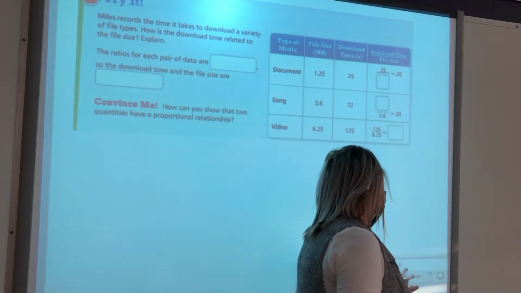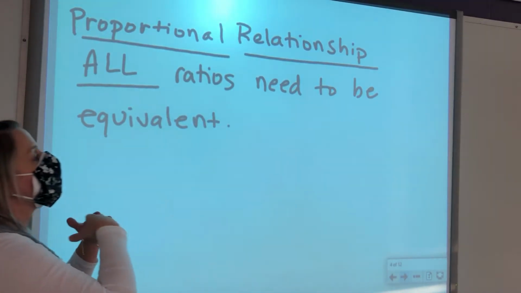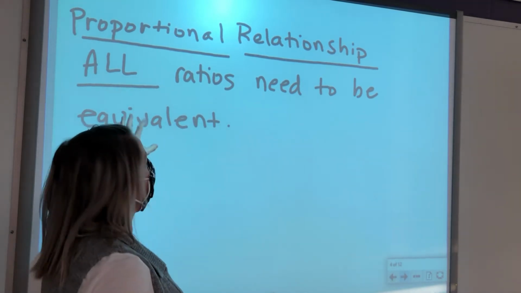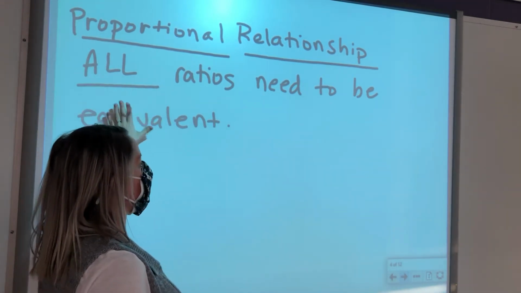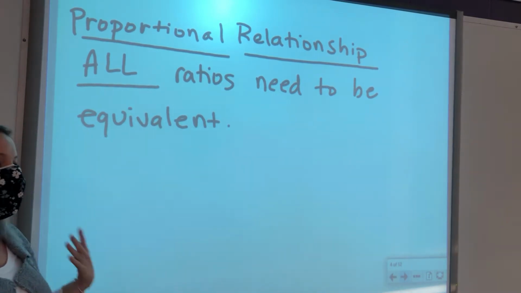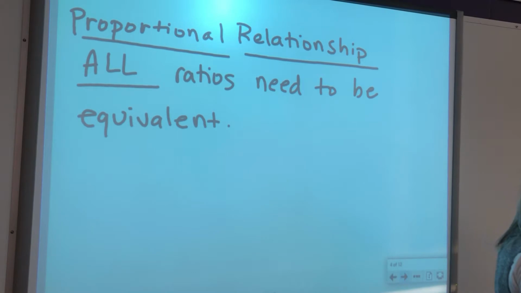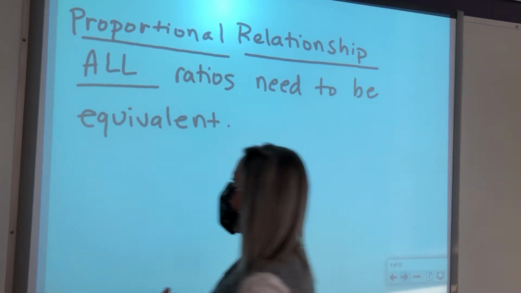So today what we're going to explore is when we see relationships and how to determine if they're proportional or not proportional. So we know that in a proportional relationship, all ratios need to be equivalent. What do you think a non-proportional relationship looks like? Tucker? The ratios are not equivalent. Very good.